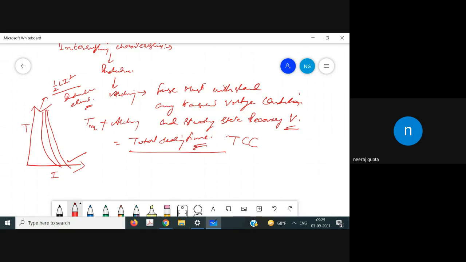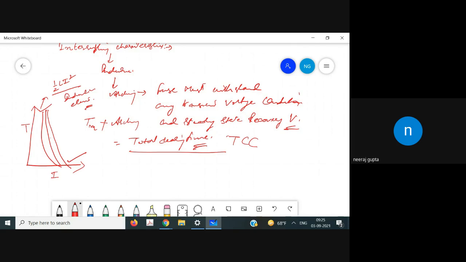These thermal characteristics and the interrupting characteristics are required to coordinate the backup fuse, the overcurrent relay or any other protective device. The backup relay must provide sufficient window or opportunity for the primary fuse to clear the fault, which ensures selectivity. So we have to coordinate between these two, the thermal and the interrupting characteristics.